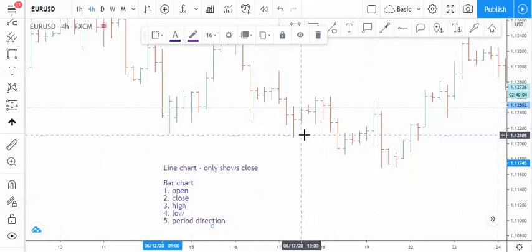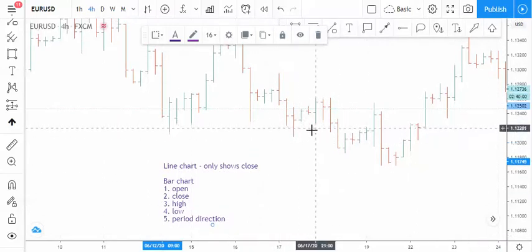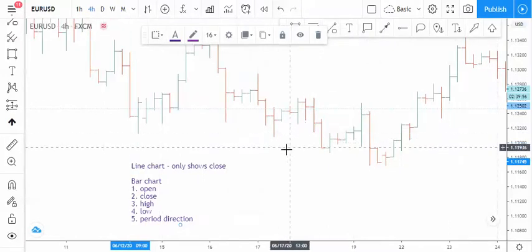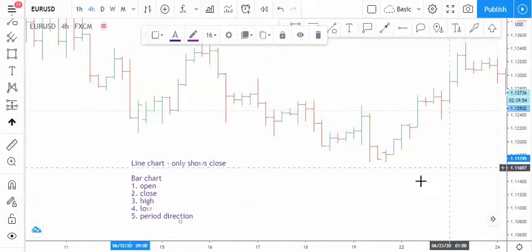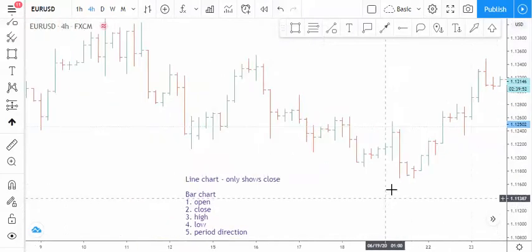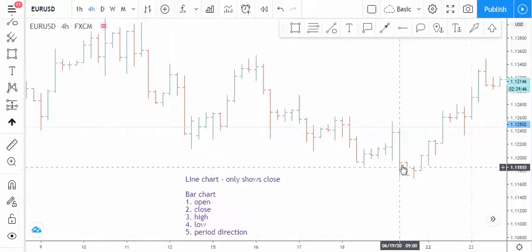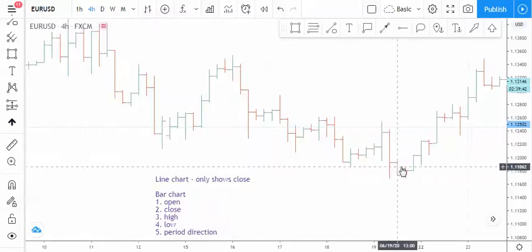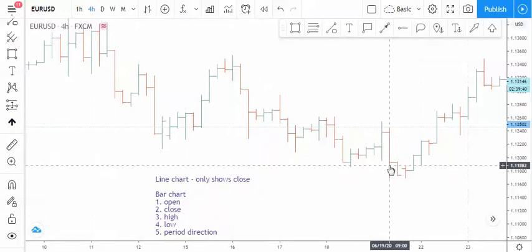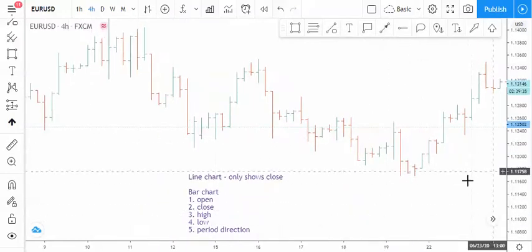So in my case here, I've got my bar set up to red and green. A bar that's red indicates open on the left side here and price traded down, and then close on the right side here. So that indicates the bar was down. The color also shows that.